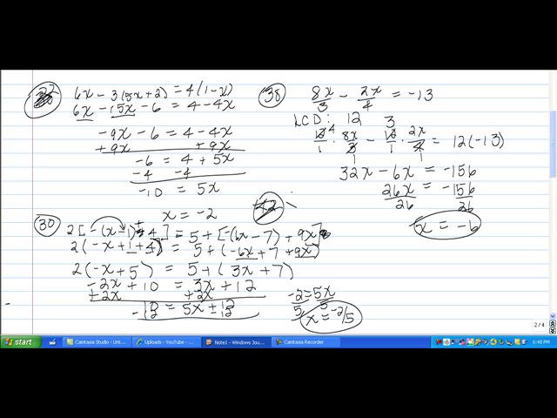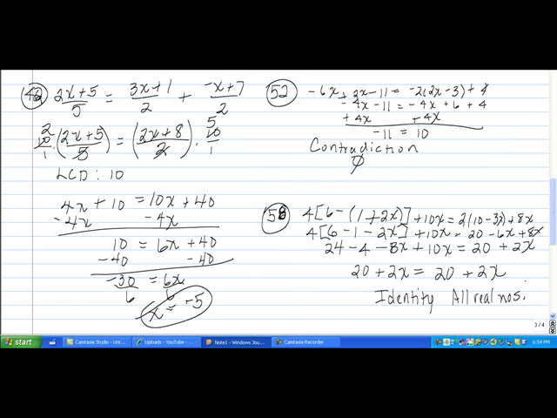Okay, I think I'm going to have to move 42 to the next page. So that takes care of the problems for section 7.2.